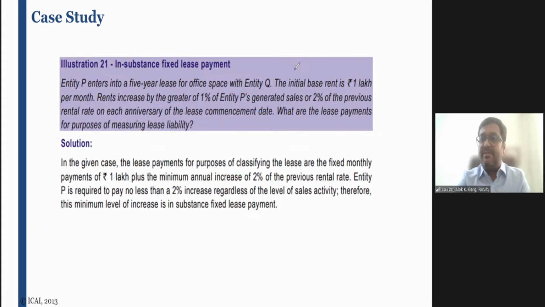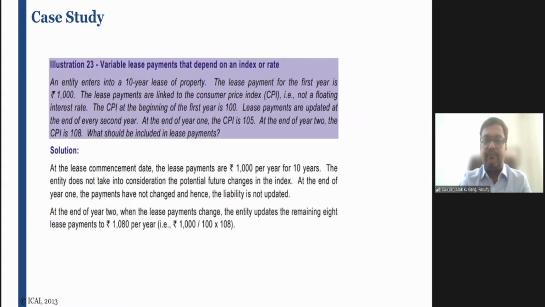Do you agree with this? Is this clear, or should I explain this illustration again? While calculating the lease payment, I have taken the first example of the fixed lease payment. The second example I have taken for the in substance fixed lease payment. Is it clear to everyone? Is that clear, friends?